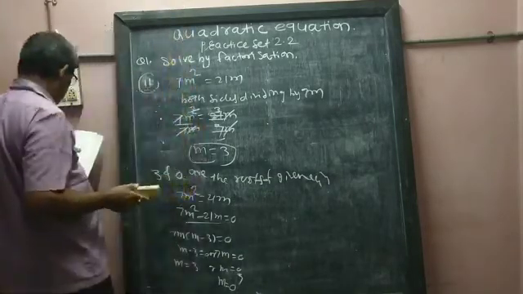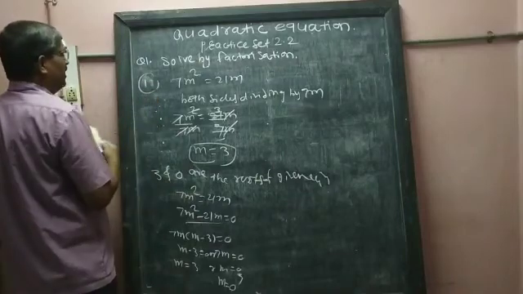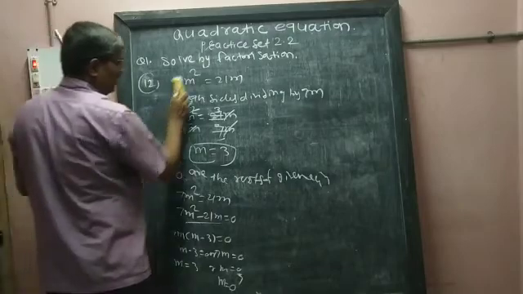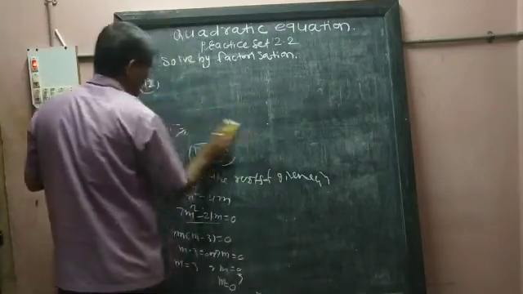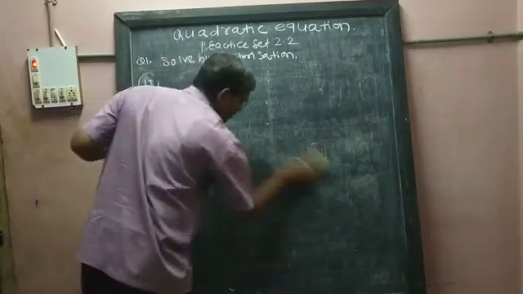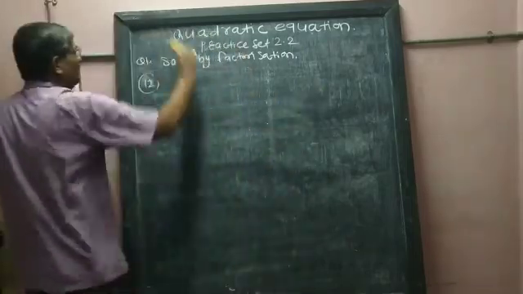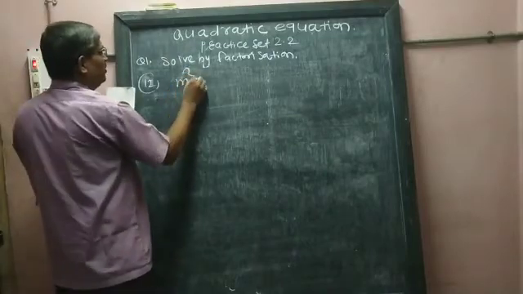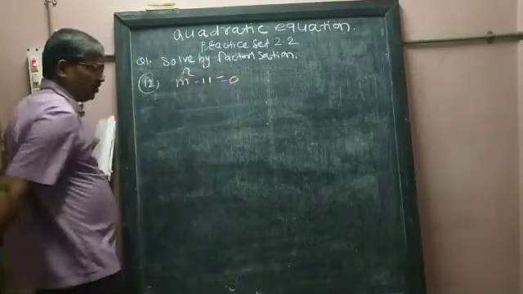Now question number 12. This is the last question. You are so lucky that we are going to enjoy the rest after this question. If you are not tired, we can continue. What is given in question number 12? Please check. M square minus 11 is equal to 0.